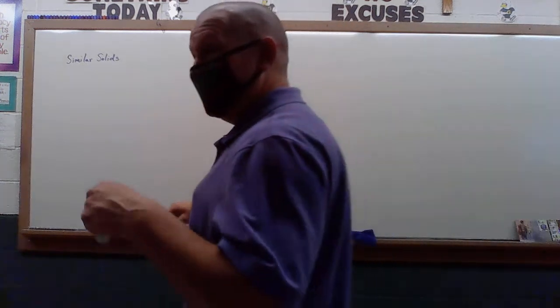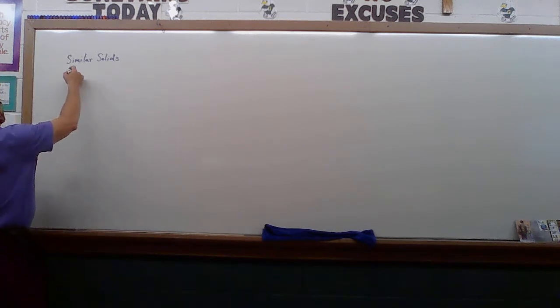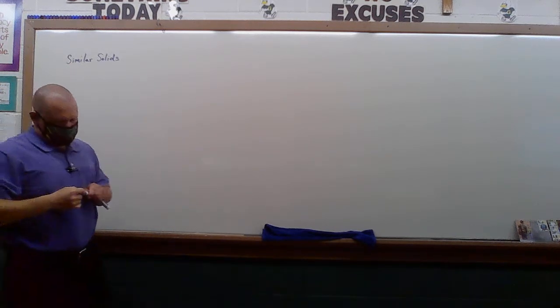If two things are congruent to each other, they are what? Exactly the same. Everything's the same, right? The angles are, the sides are, whatever. The volume, the surface area, and so on and so forth. Okay, so here's another thing to think about.